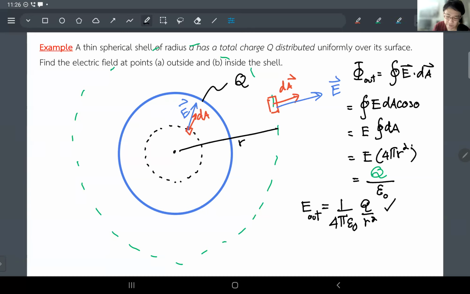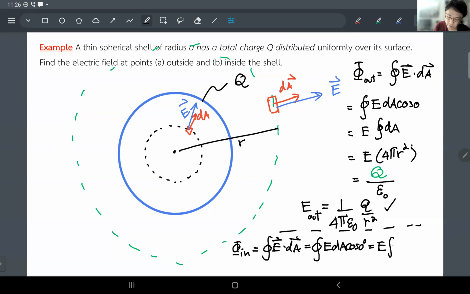So this is going to be the fifth time you're doing this. For the flux inside, it's just the integral of E dot dA, which is E dA cosine 0. E is constant and cosine 0 is 1, so it's the integral of dA again, and then it's just E times 4 pi r squared. Again, this is the fifth time you're saying this today. So that's done for the flux across this Gaussian surface.